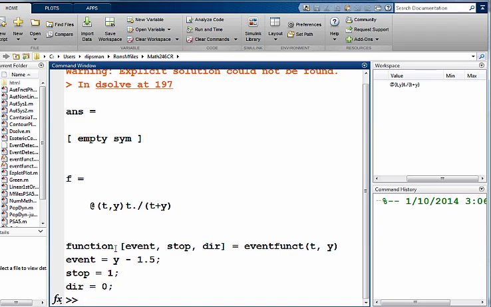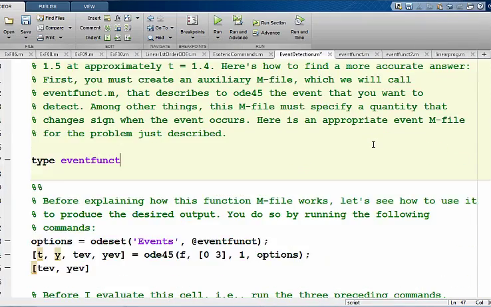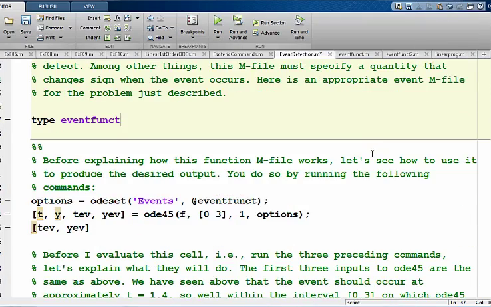EventFunc here. It's a function of t and y. It has 3 outputs: event, stop, and dir. And I have to explain what these are. You can see the 1.5 over here. I'll explain those in a minute. But let's go back. And before we do that explanation, let's show you how to produce the desired output by running the following commands.